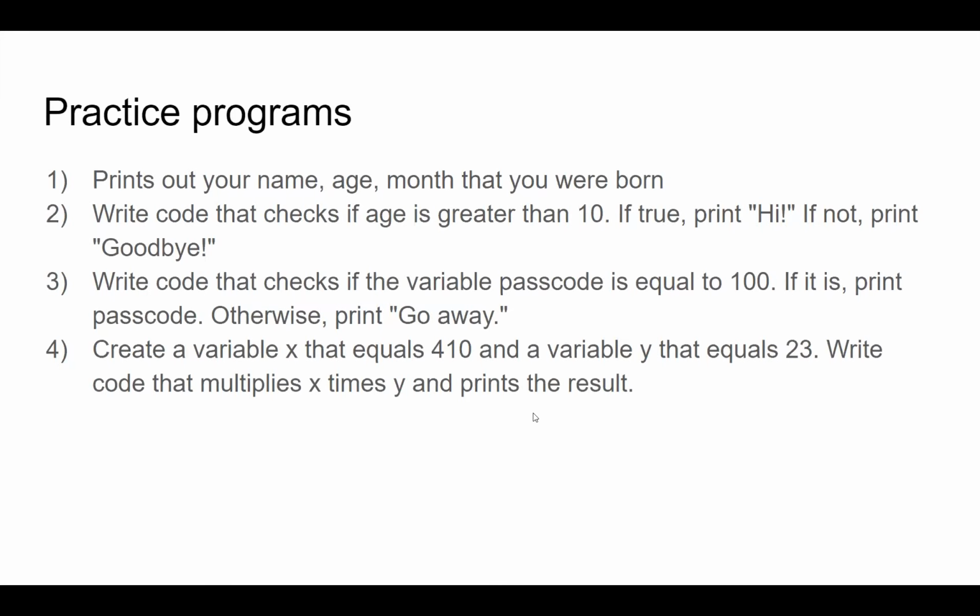You can stay over. So you're going to have to do these. Your code is going to have to do these 4 things. Print your name, age, month that you're born. Write code that checks if your age is greater than 10. If true, print hi. If not, print goodbye. And write code that checks the variable passcode is equal to 100. If it is, print passcode, otherwise print go away. And then create an x variable that equals 410 and a variable y that equals 23. Write the code that multiplies x times y and print that out. So you're going to have to do these 4 things.